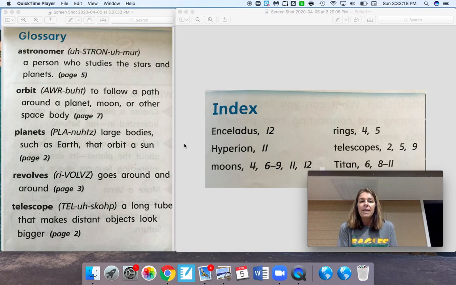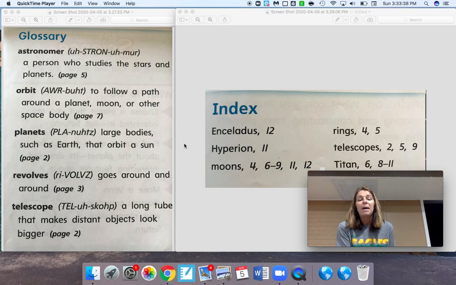Today we're going to be taking a look at both the glossary and the index, which are actually found on the same page in your leveled readers. But in most books that's not going to be the case, because in most books you're going to have a larger glossary and an index. So they're usually separate. Let's first take a look at the glossary.